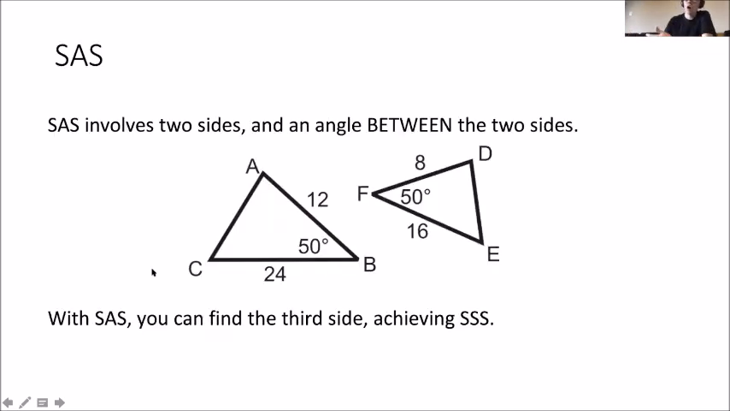And then the most tricky one is side angle side. Here you're given two sides and then the angle in between them. So as long as the side ratios match and the angle is exactly the same, then you get side angle side.